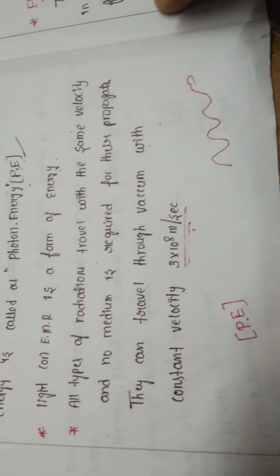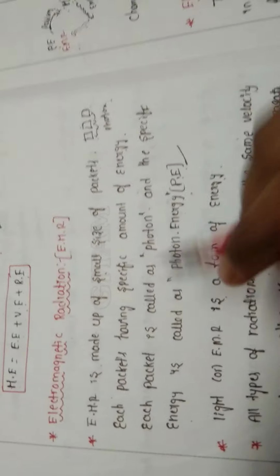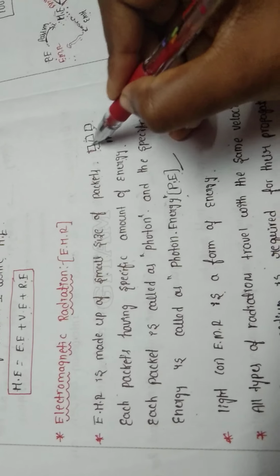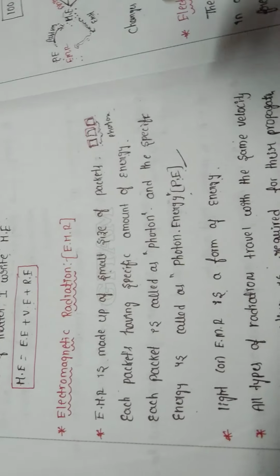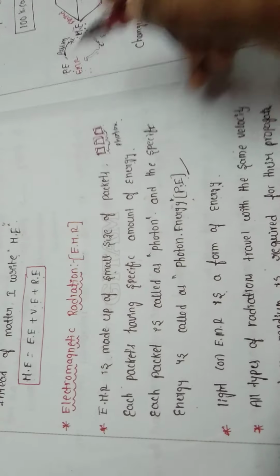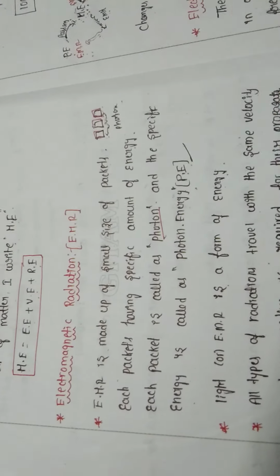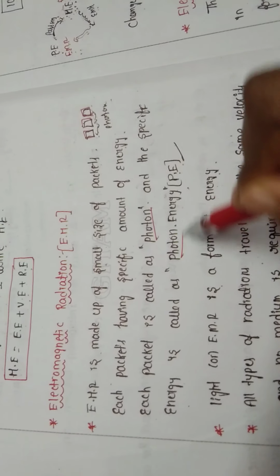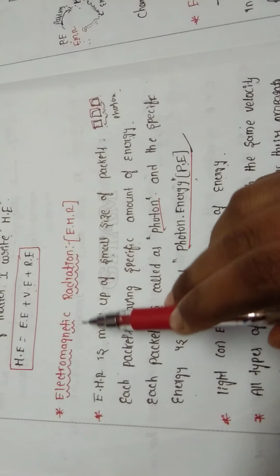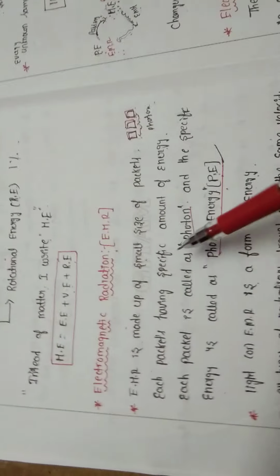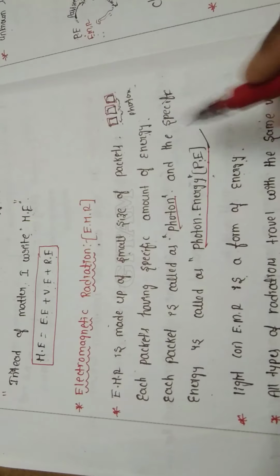Why does electromagnetic radiation exhibit energy? Because electromagnetic radiation is made up of small packets, and each packet has a specific amount of energy, right? Each packet is called a photon, and that specific amount of energy is called photon energy. So instead of electromagnetic radiation, I can write photon energy. Based on matter, instead of matter I can write molecular energy. In the same way, instead of electromagnetic radiation I can write photon energy.